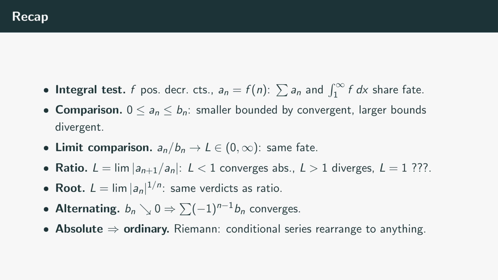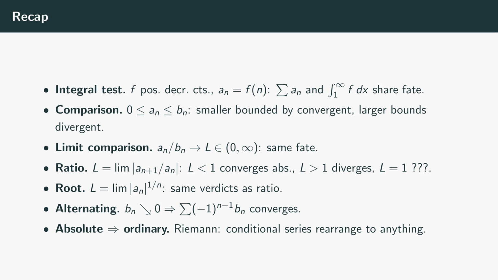Ratio test. L equals the limit of the absolute value of a sub n plus 1 over a sub n. L less than 1 converges absolutely, L greater than 1 diverges, L equals 1 inconclusive. The workhorse for factorials and exponentials. Root test. L equals the limit of the nth root of the absolute value of a sub n, same verdicts as the ratio test, best when an nth power sits in the term.